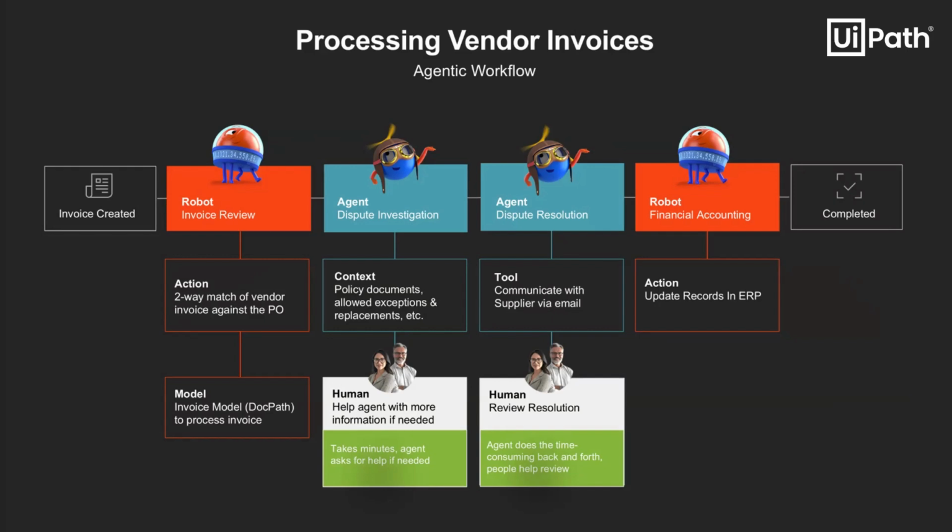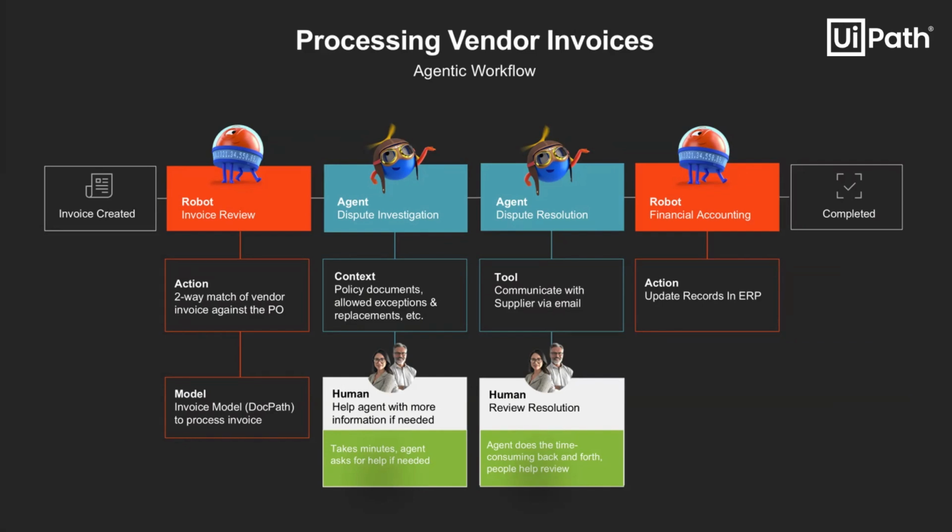If nothing requires human intervention, that dispute investigation agent can just forward the data to the dispute resolution agent, which can draft an email, communicate back to the vendor, pull in a human for final review and approval, and then the robot will complete the flow.